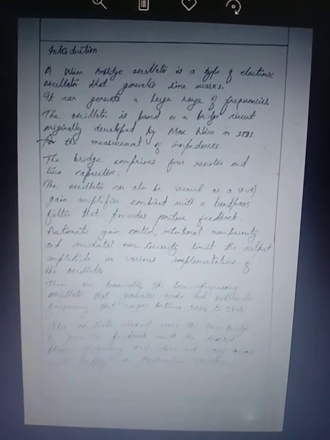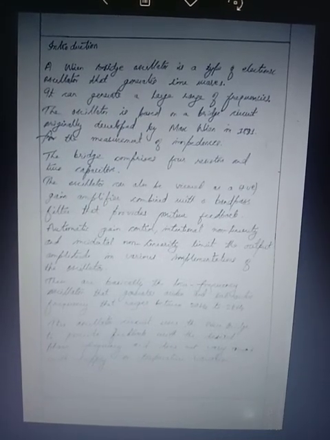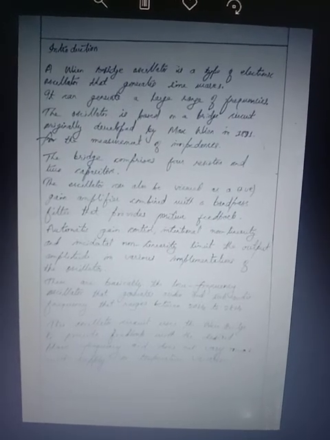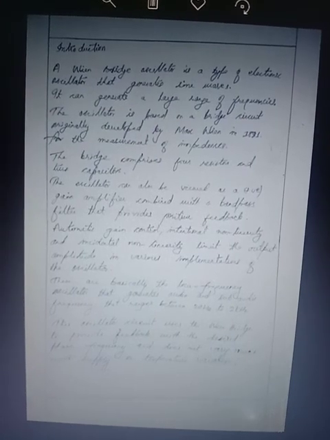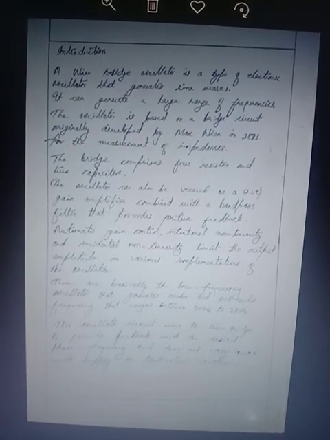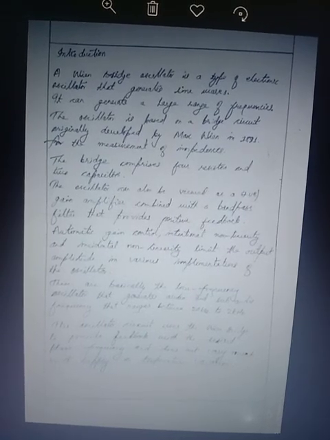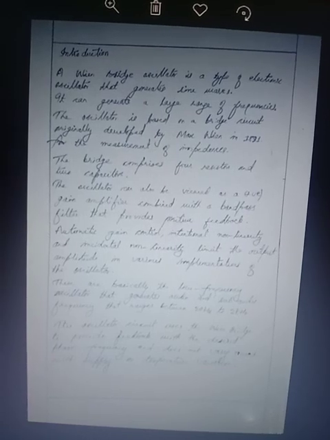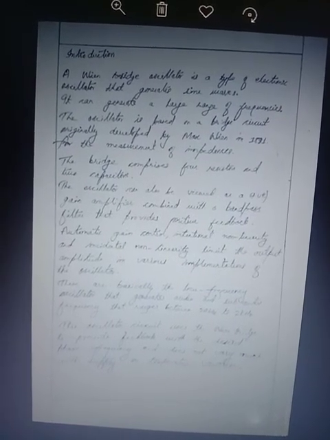The oscillator can also be viewed as a positive gain amplifier combined with a bandpass filter that provides positive feedback. Automatic gain control, intentional nonlinearity, and incidental nonlinearity limit the output amplitude in various implementations of the oscillator.